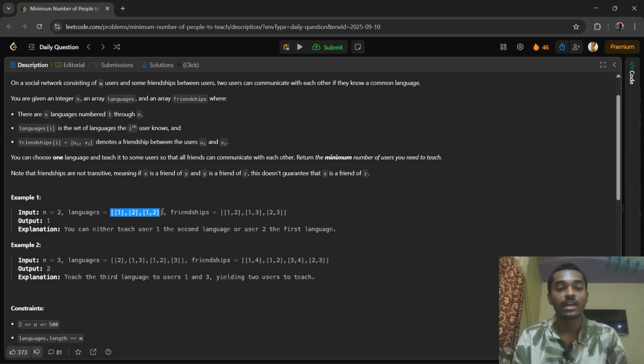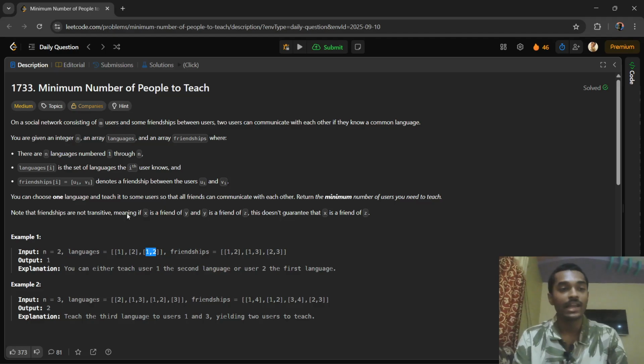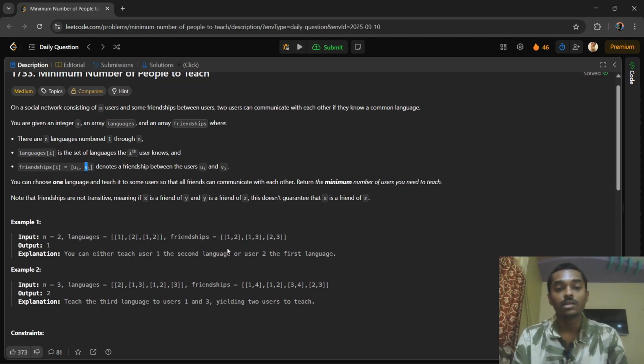Like this language array denotes that the first user knows language 1, the second user knows only language 2, the third user knows language 1 and language 2. And friendships[i] denotes a friendship between user u and user v, like these are the friendship array. So friendship 1 denotes a friendship between user u and user v, and they can communicate only when there is a common language between them.